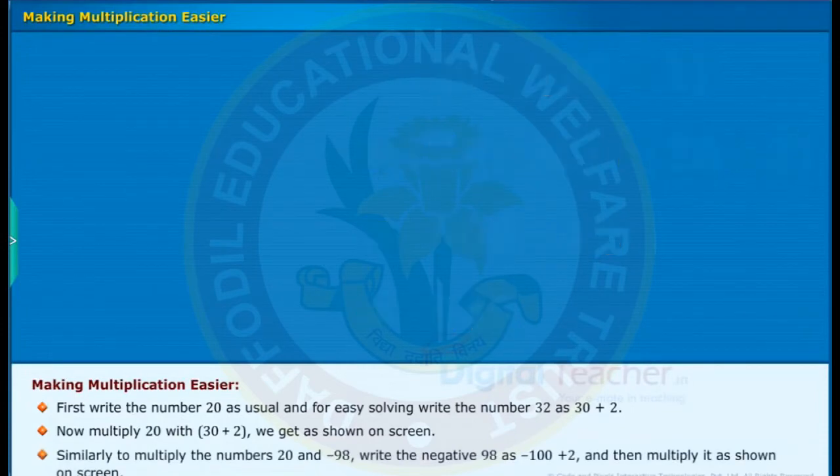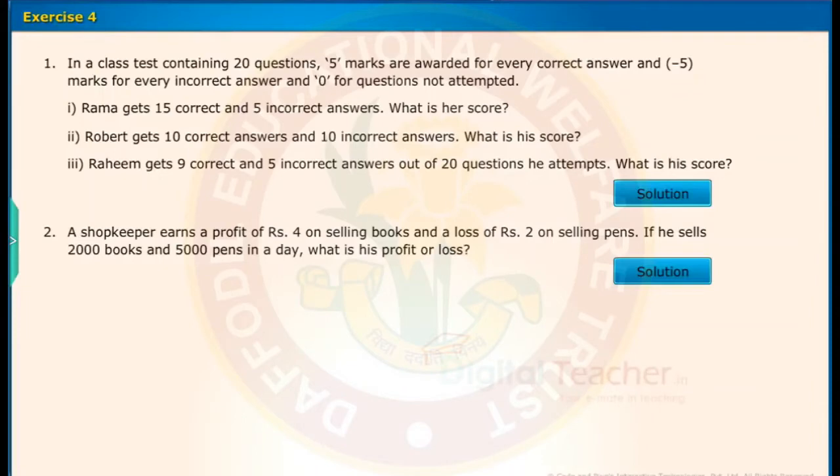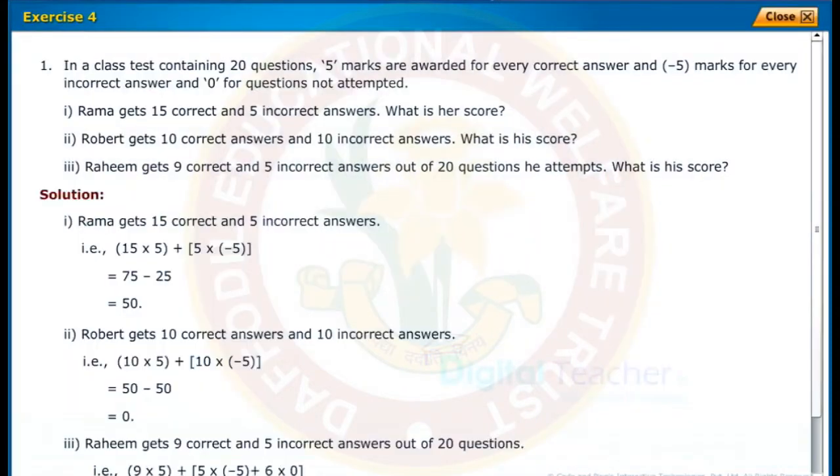Similarly, to multiply the numbers 20 and -98, write the negative 98 as -100 plus 2. Let us solve a few exercise problems. Click the tab to view.